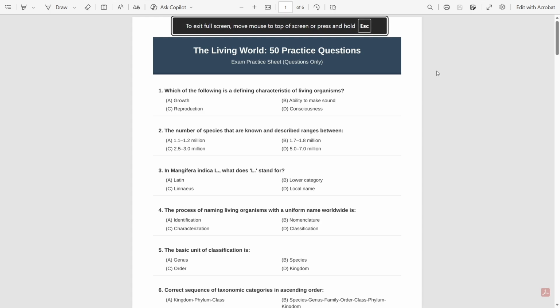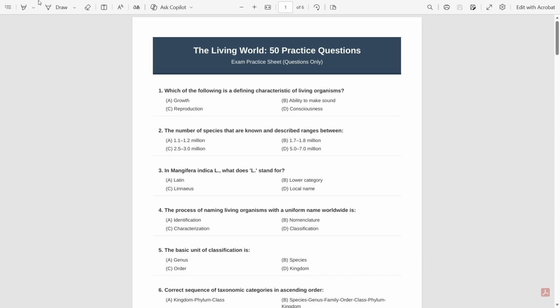Which of the following is a defining characteristic of living organisms? A. Growth. B. Ability to make sound. C. Reproduction. D. Consciousness. The answer is D. Why? Consciousness and cellular organization are defining features because they are present in all living organisms without exception.